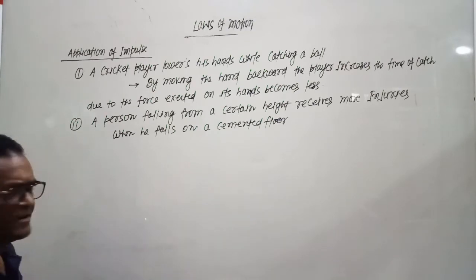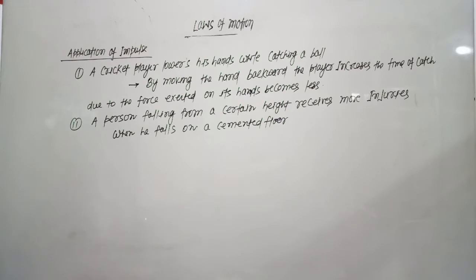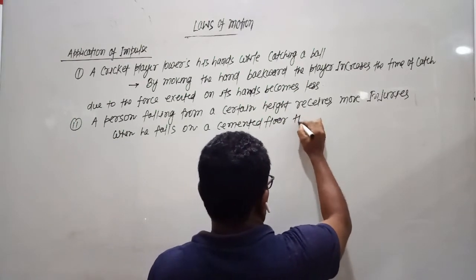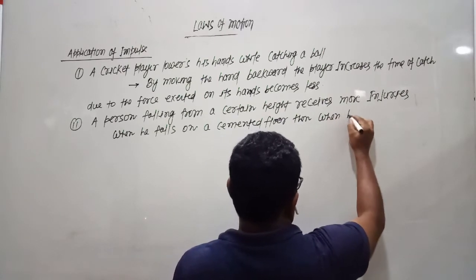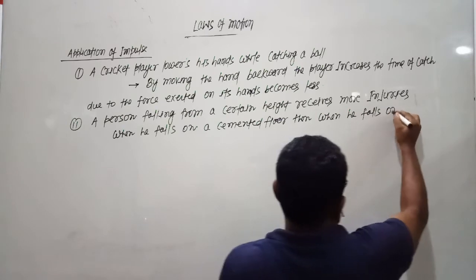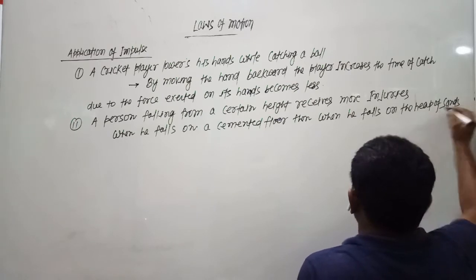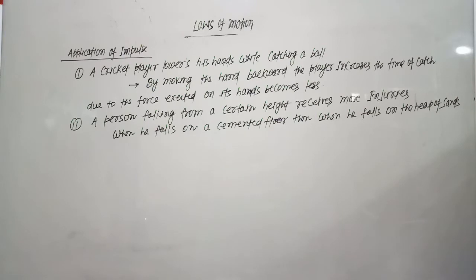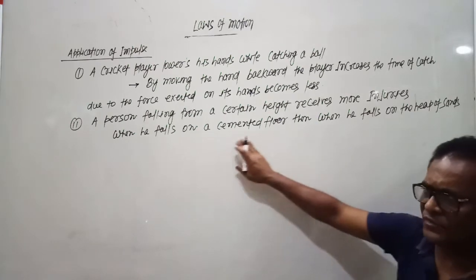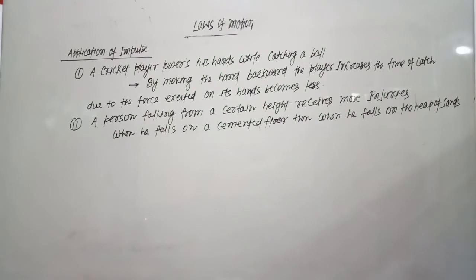When a person falls from a certain height on a cemented floor, a large force is exerted on the man, and the man receives the large force. And when he falls on a heap of sand, he receives less force.